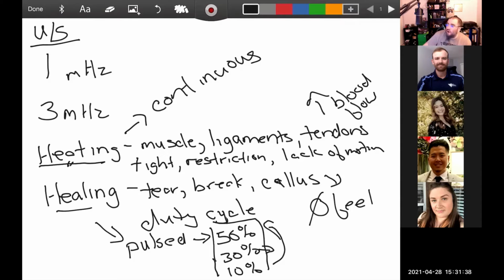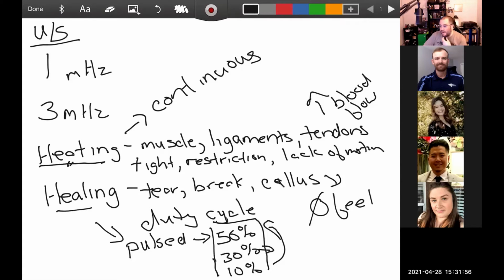There's nothing, it won't hurt the patient, right? The only time you'd really ever hurt a patient with ultrasound is A, if you don't move the ultrasound head, or B, if they have cancer or one of those contraindications in that area. Other than that, you can't really hurt them with ultrasound.